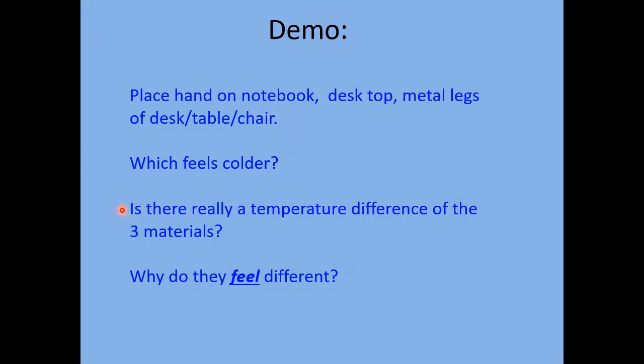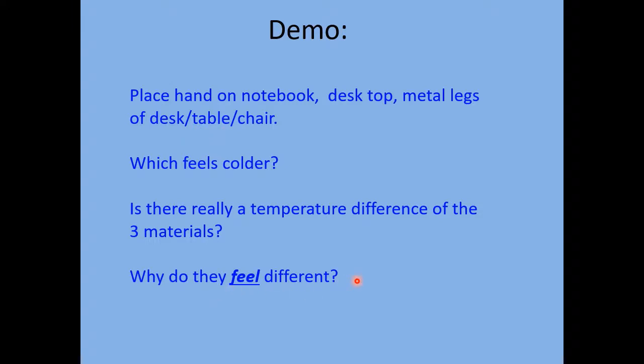Well, the question is, is there really a temperature difference of those three materials? And the answer is no, they're all at the same temperature because they're all inside your house, and so they're at thermal equilibrium, meaning they're all about 70 degrees. So why do the paper notebook, the wooden desktop, and the metal legs of the table feel like they're at different temperatures?